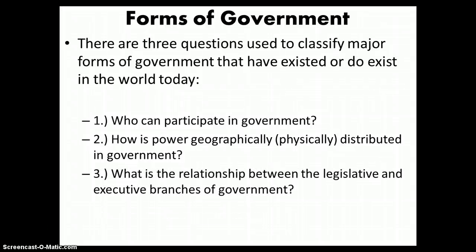And then 3, what is the relationship between the legislative and executive branches of government? Now, I want to be very clear about these 3 questions, is that one country may have different forms of government in terms of these questions. And I will point out what I mean by that as I progress through this lesson.